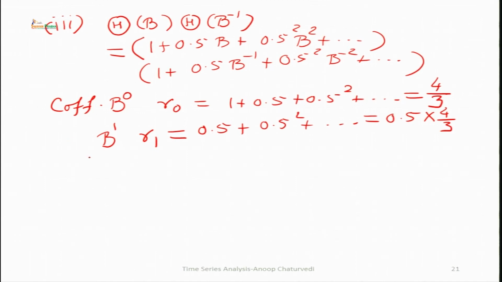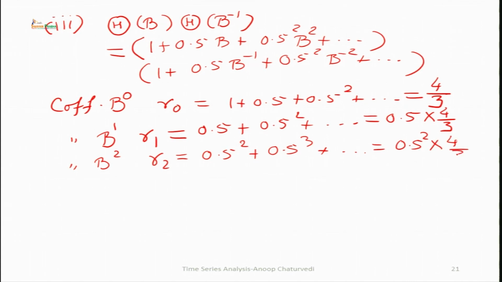Similarly, the coefficient of B square will give you gamma 2, and then you can easily verify that this is 0.5 square into 4 by 3. In general, you can easily check that the coefficient of B to the power k, which gives you gamma k, is equal to 0.5 to the power k into 4 by 3.